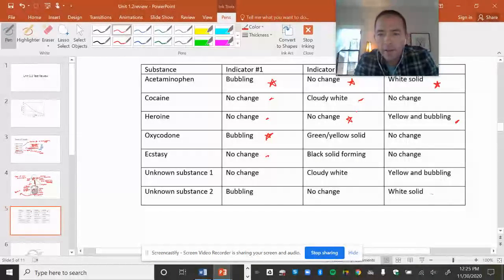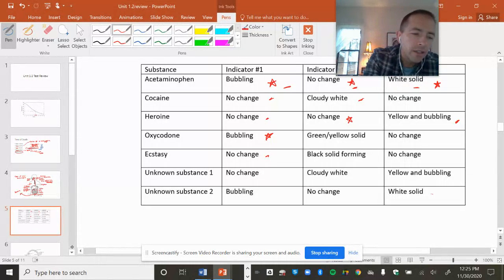So where we have our check marks out, right? It could be oxycodone, but it didn't match up. It didn't get a green yellow solid here. It didn't get a no change on our unknown 3. Right? Same thing with heroin. We have some marking yes, some no, but acetaminophen is a knockout. It matched on all 3 accounts with all 3 indicators. So chances are unknown substance 2 is acetaminophen. Okay? All right. On to the next part.